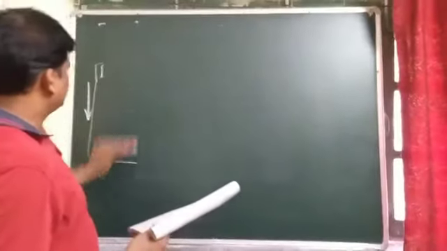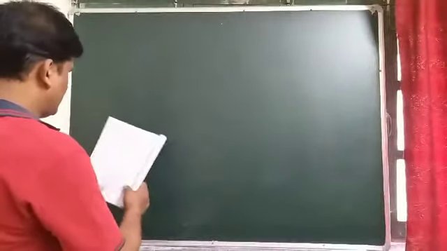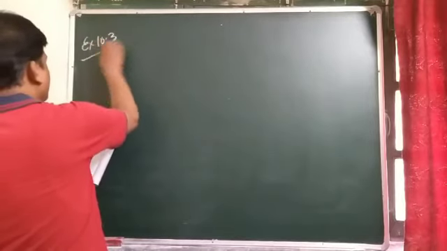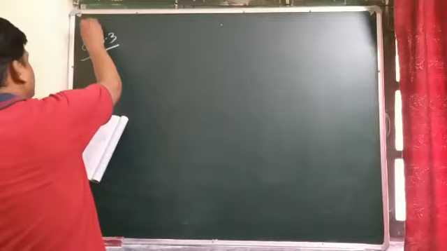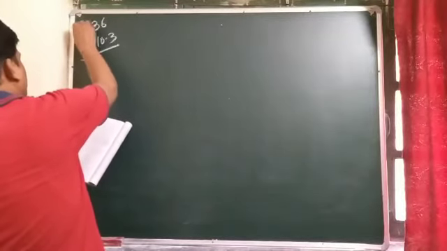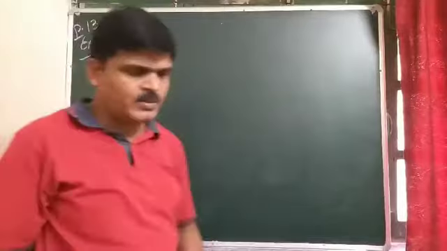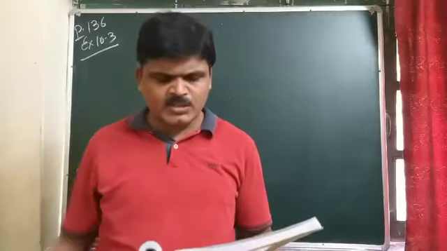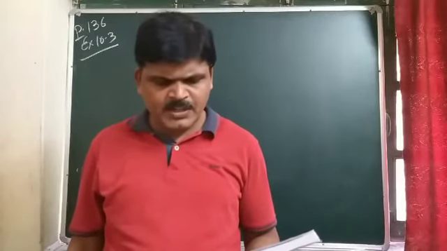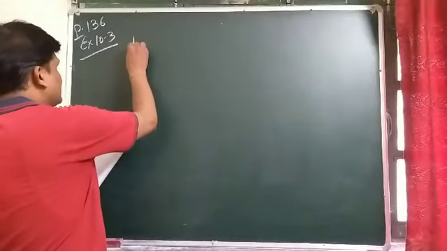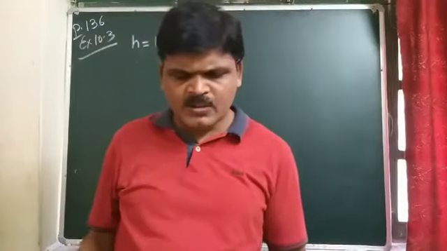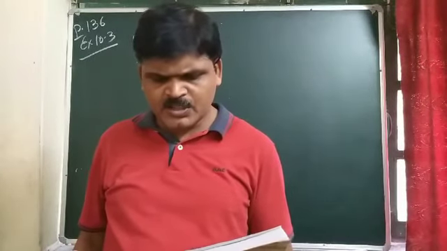Student, this is example 10.3, NCERT, page 136. Listen carefully. An object is thrown vertically upwards and rises to a height of 10 meter. Calculate the velocity with which the object was thrown upward.